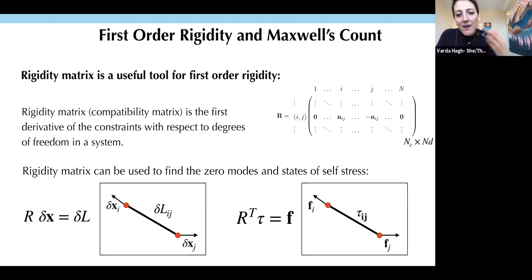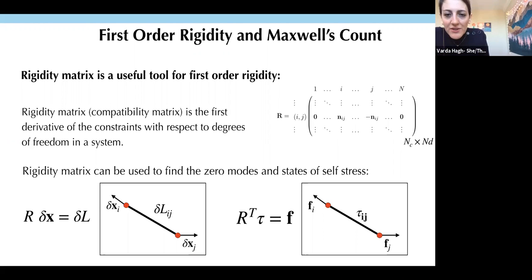This is a matrix that is the first derivative of the constraints in the system with respect to degrees of freedom. For example, in a network, the constraints would be the length of the bonds or the edges in the network. You can write that length in terms of the degrees of freedom, which would be the positions of the nodes. If you take the first derivative for the whole system, you can put it in a matrix form, which is the rigidity matrix.